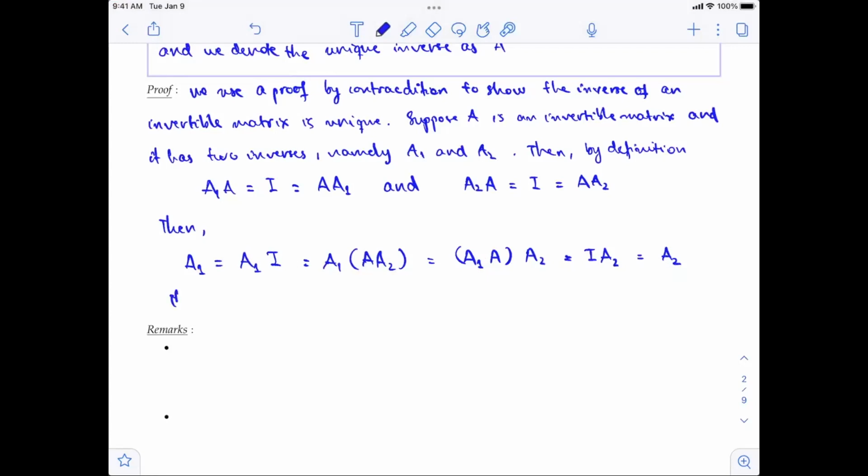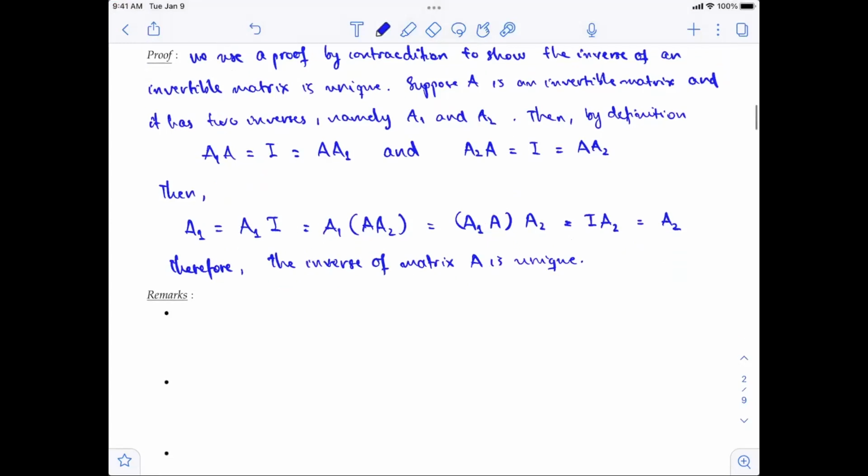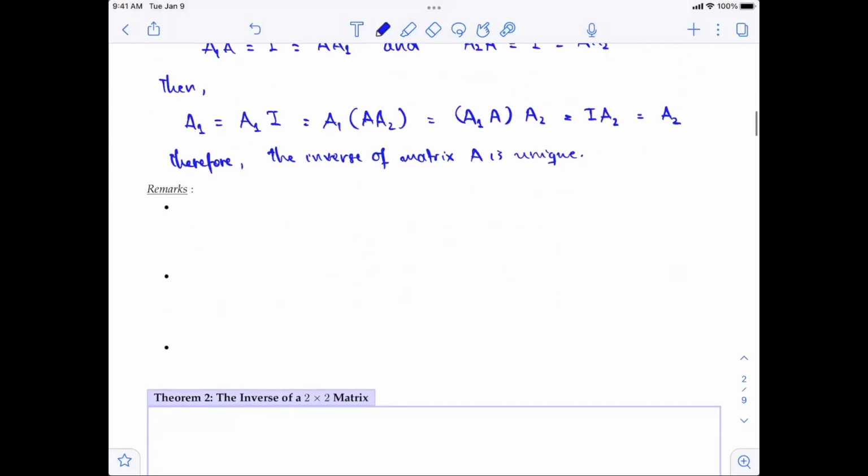Right. Therefore, the inverse of matrix A is unique. Okay. So again, you only have one inverse of any given matrix.